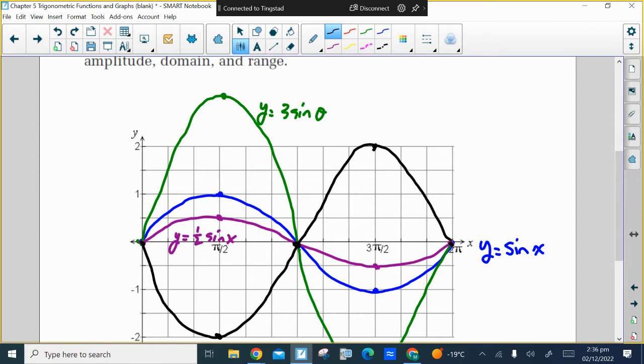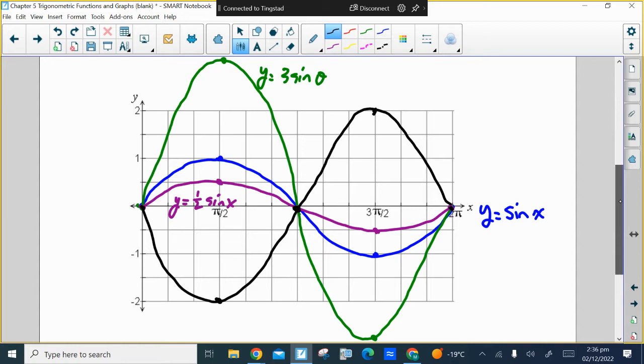The amplitude of this is 2. Remember, the amplitude is a distance. The distance from the middle to the max, or the middle to the min, is 2 units. That is the amplitude of this graph.